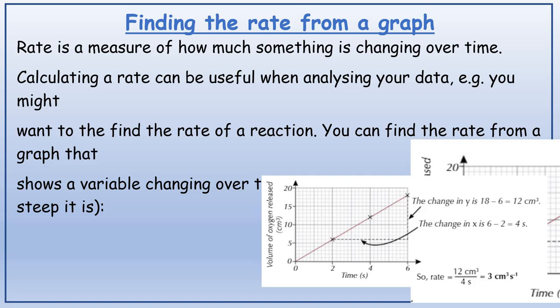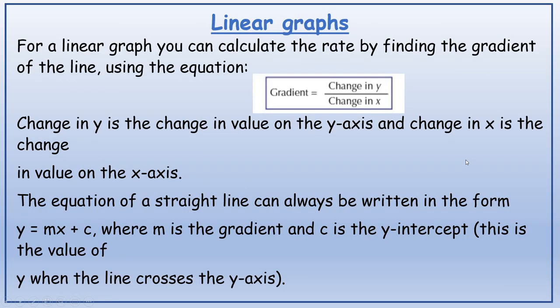So rate is a measure of how much something is changing over time. Calculating a rate can be useful to analyse your data, find the rate of reaction and how much a variable is changing over time. For a linear graph, you can calculate the rate by finding the gradient of a line using the equation change in y over change in x.